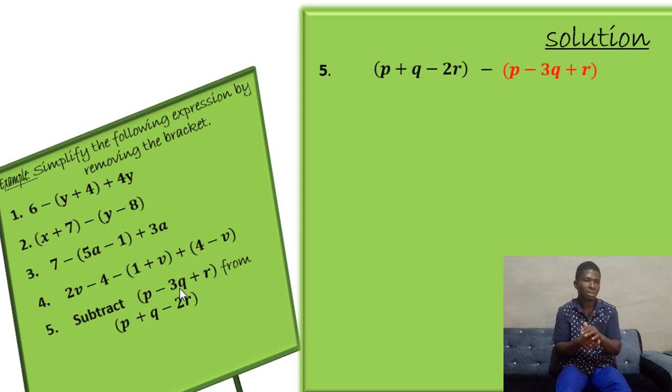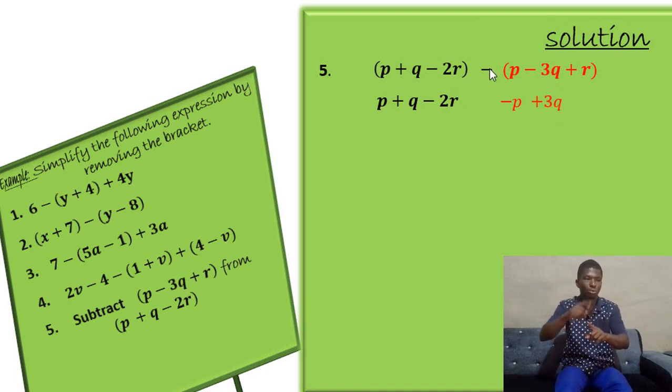So let's simplify this bracket. We don't need to dwell much on this. So this remains the same thing. Then this will change because of this negative. So negative multiplying p becomes a negative p. Negative multiplying plus 3q becomes a positive 3q. Negative multiplying plus r becomes a negative r. Let's try and collect like terms.